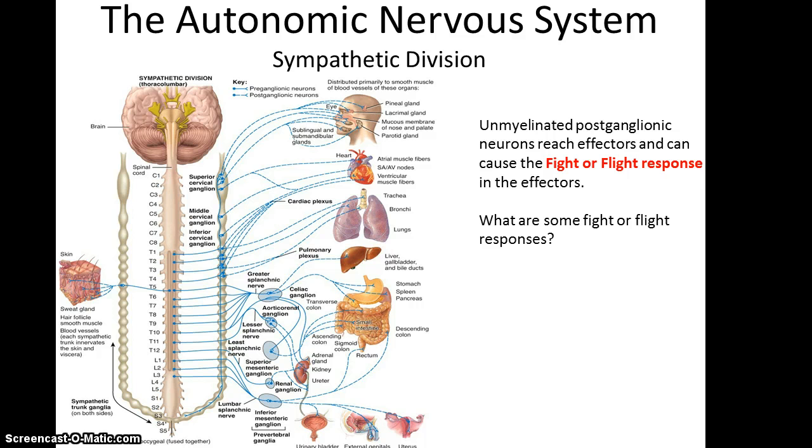All right, now it's worth pointing out that when the postganglionic neurons leave either the sympathetic trunk structure or the prevertebral ganglion, they are unmyelinated. So there's no myelination, which is why they're kind of grayish, and they lead to their effectors and cause what's called the fight or flight response.